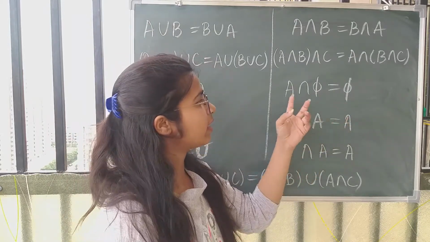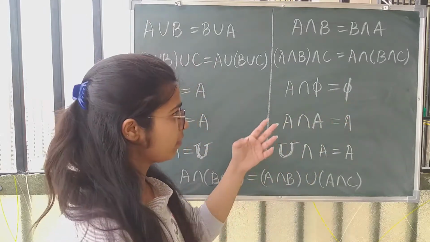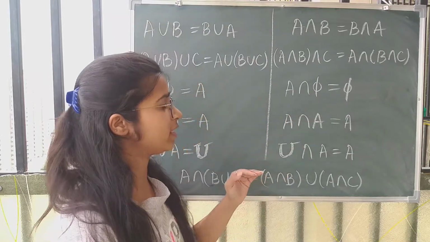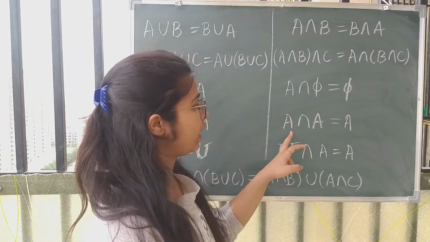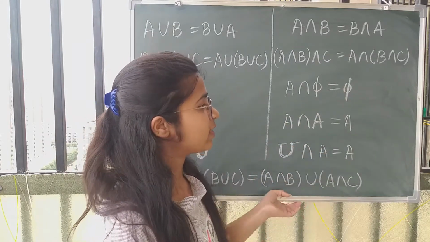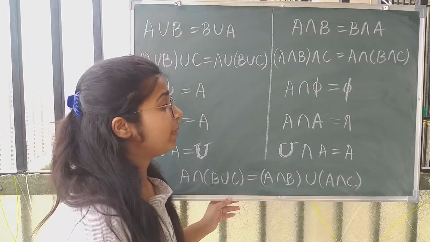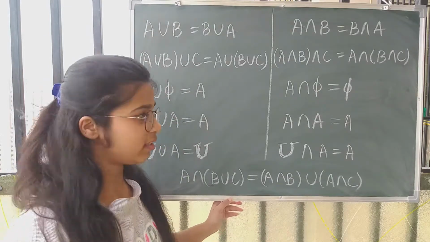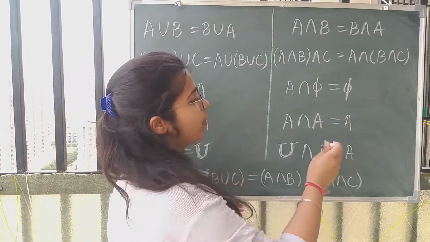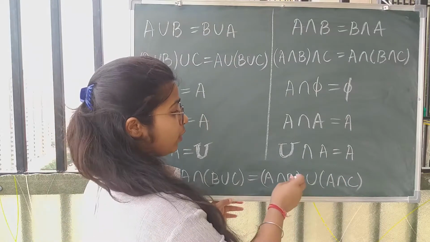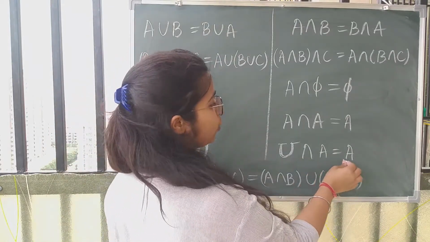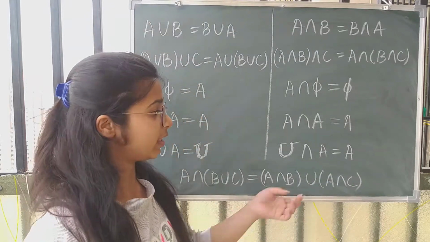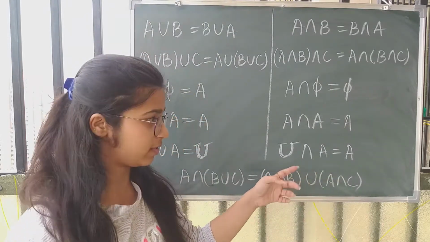जब भी आप phi के साथ intersection करोगे A का, since phi has no element in it, therefore intersection of this would be phi. Now A intersection A will be A. This is idempotent law. जब भी आप किसी set का उसी के साथ intersection करोगे तो आपको वही set दोबारा से मिल जाएगा. Now if you do intersection of universal set and A, you will always get A because A is a subset of universal set.